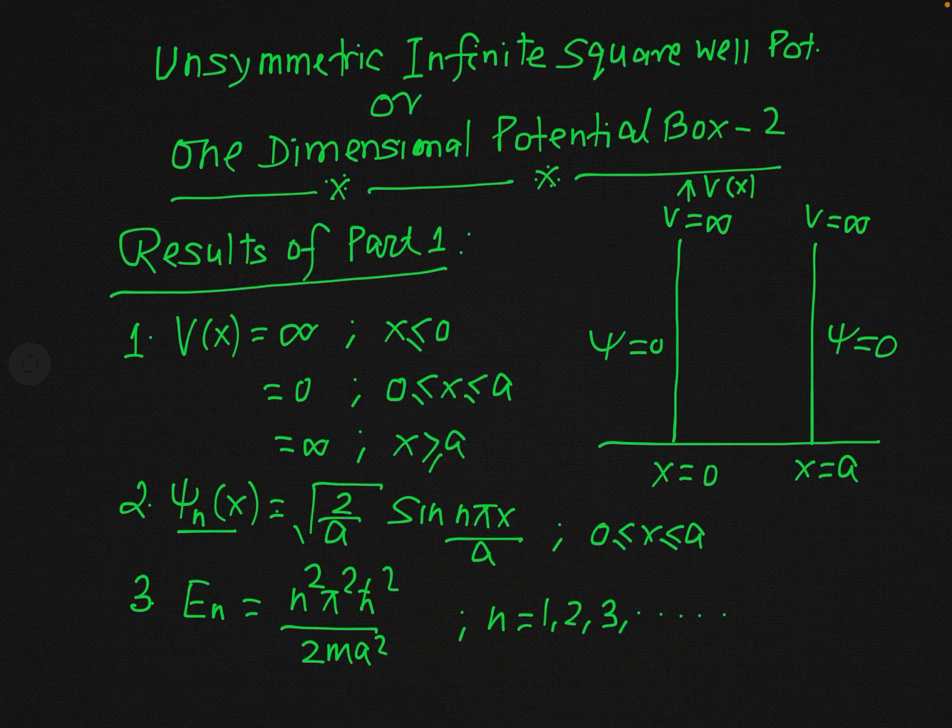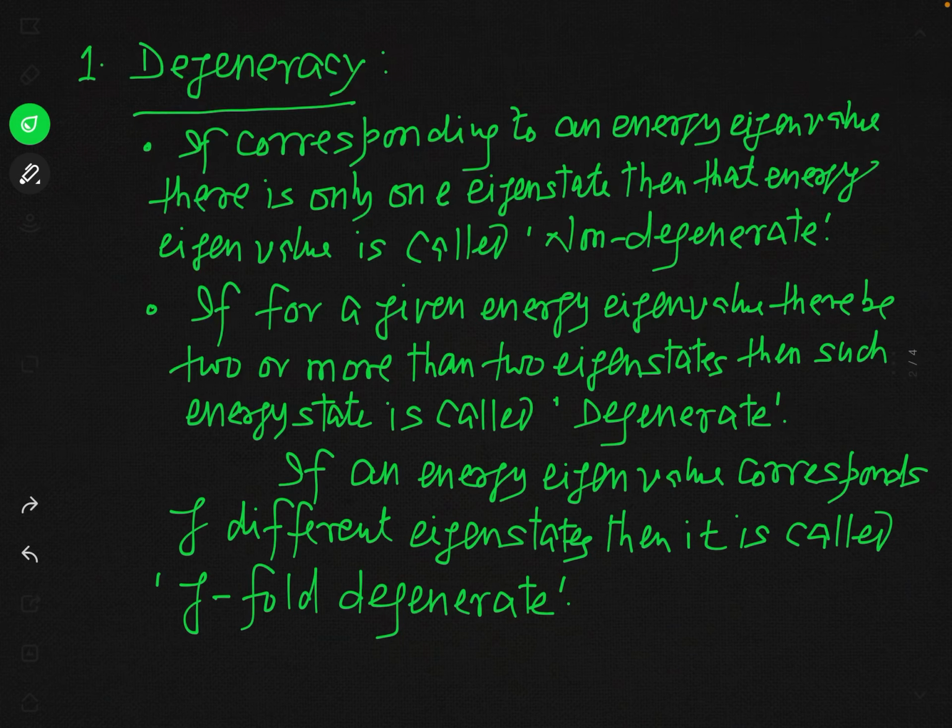Now, today we will discuss some of the important parts of this problem. So what are the important parts of this problem? Remaining parts you can see here. First of all, we will see the degeneracy of the energy eigenvalue in this case.